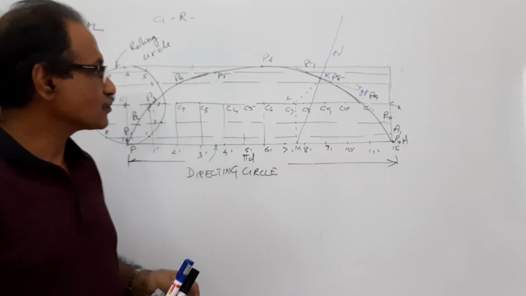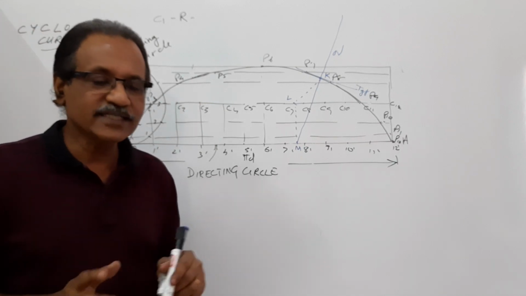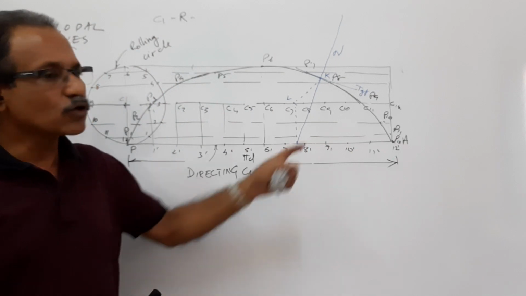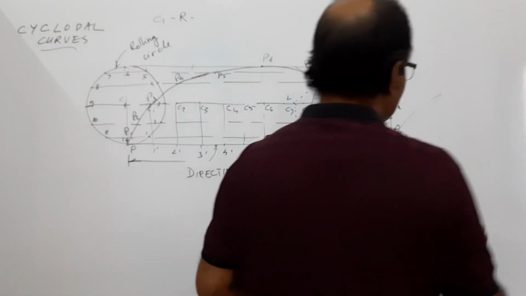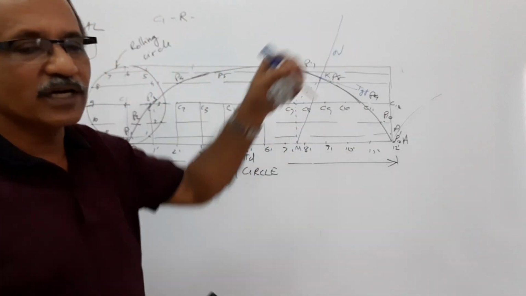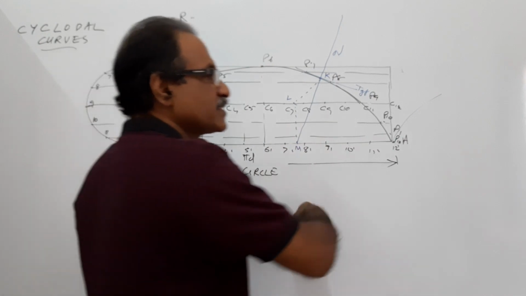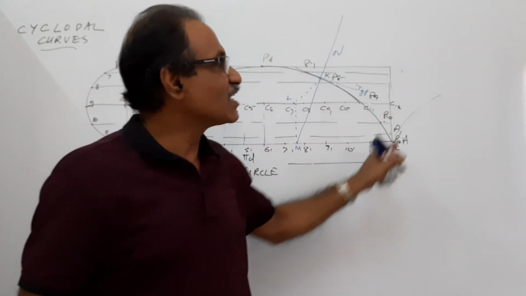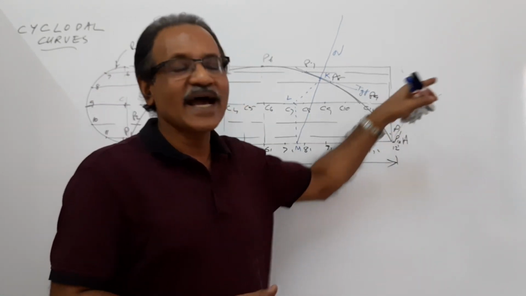Now, there can be situations when a circle rolls further. If it rolls again, what happens? The same curve is repeated. If it rolls once again, full circumference, the same will be repeated. Suppose it rolls some more distance. The curve will stop somewhere. The curve will start from here and stop somewhere.